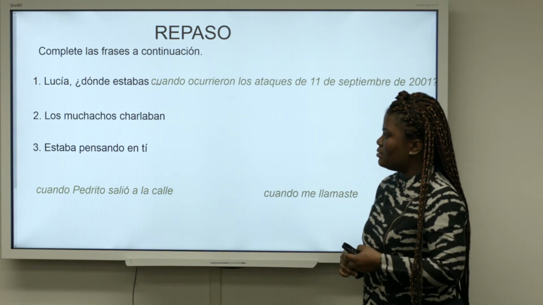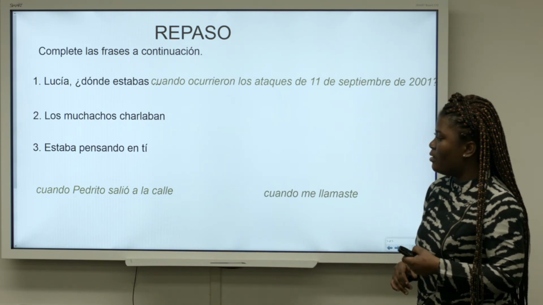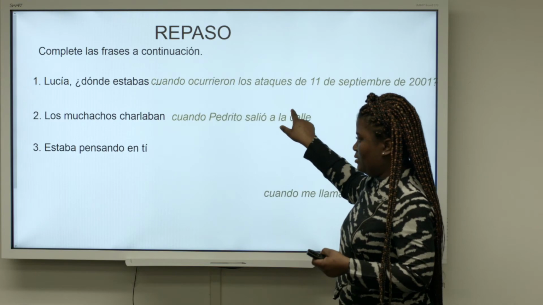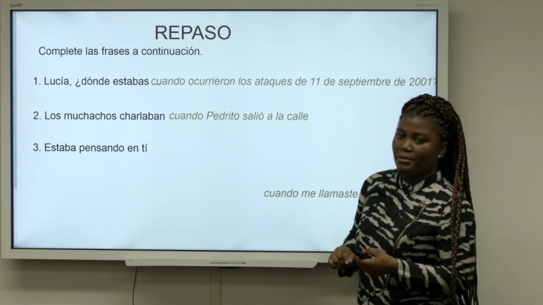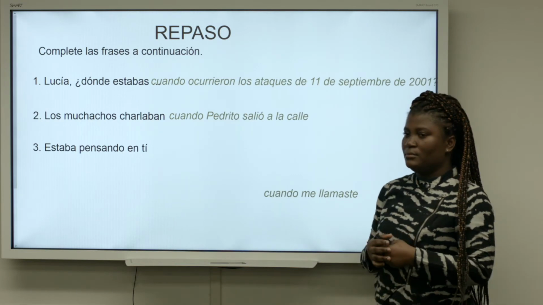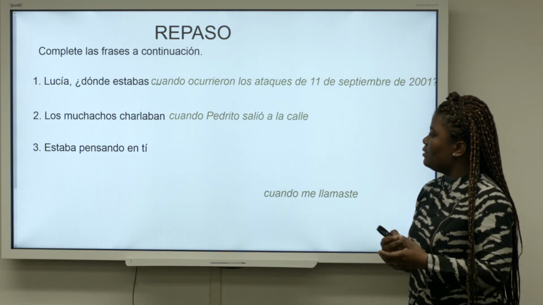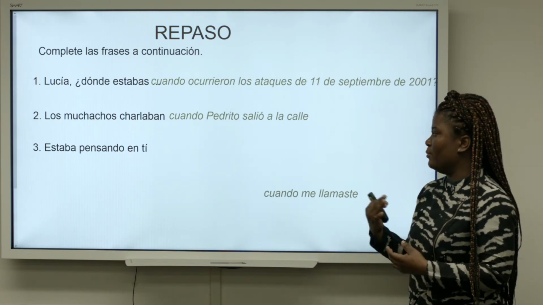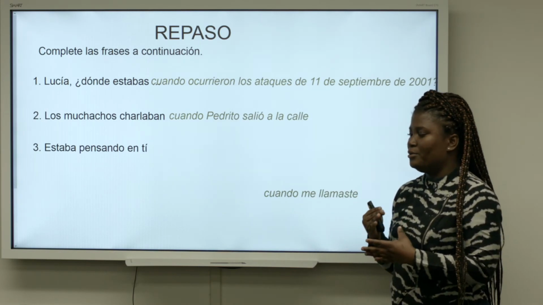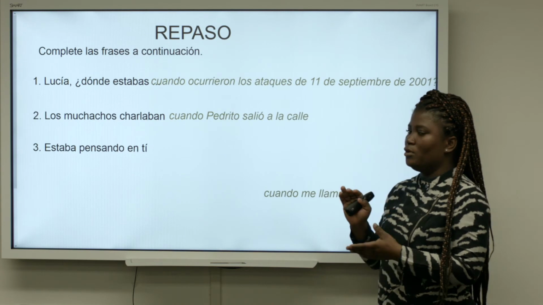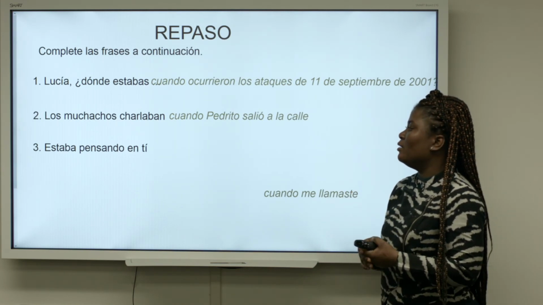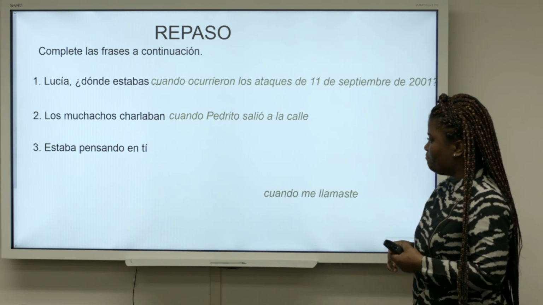The second sentence. Los muchachos charlaban cuando Pedrito salió a la calle. So, the boys were talking, they were having a good time, chatting about something, and then little baby Pedro went out to the street. So they were in the process of talking, and then baby Pedro got lost in the street. He went out of the house, and he got on the street.